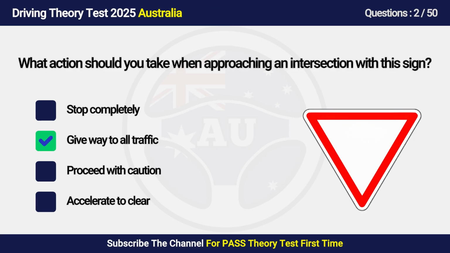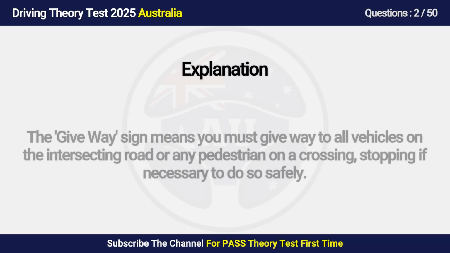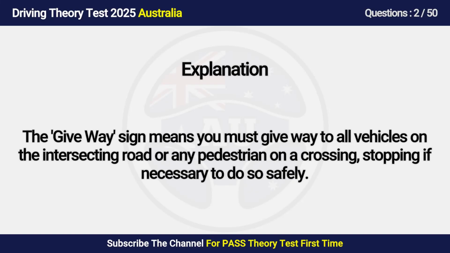Answer is B. Give way to all traffic. The give way sign means you must give way to all vehicles on the intersecting road or any pedestrian on a crossing, stopping if necessary to do so safely.